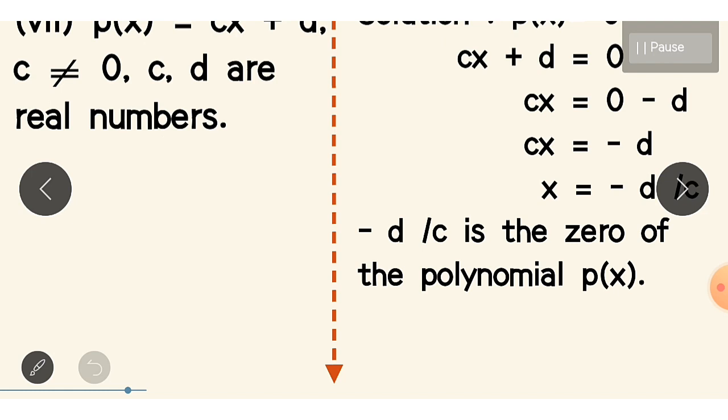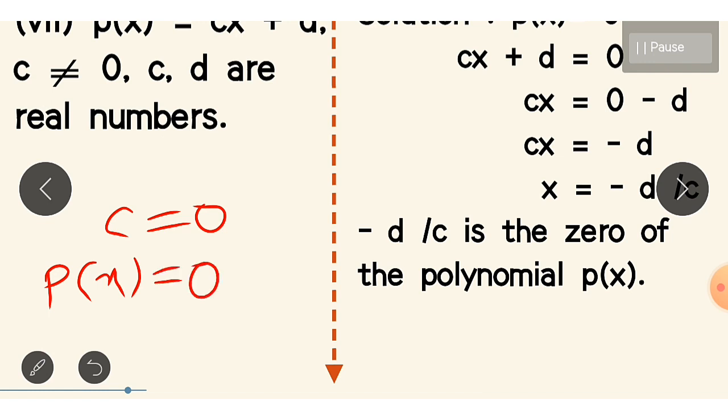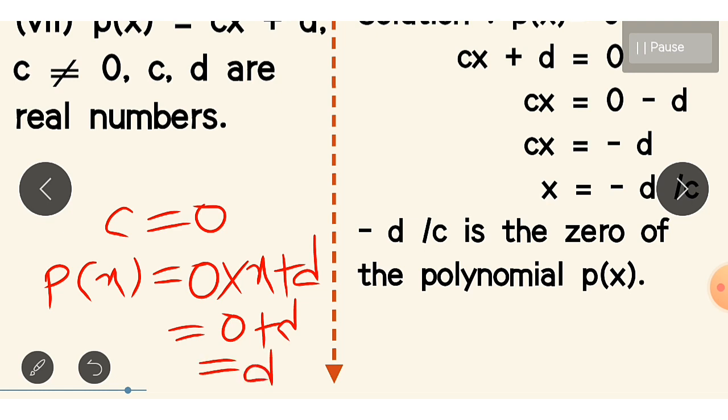Next problem, p of x equal to cx plus d, c not equal to 0. Here it is given the condition c not equal to 0. Why? Because if c equal to 0, the polynomial p of x would become a constant directly. If in place of c I kept 0, then 0 into x plus d equals 0 plus d equal to d, which is only a constant polynomial. So it is changing the original polynomial. That's why we have to take c not equal to 0. This is a condition.